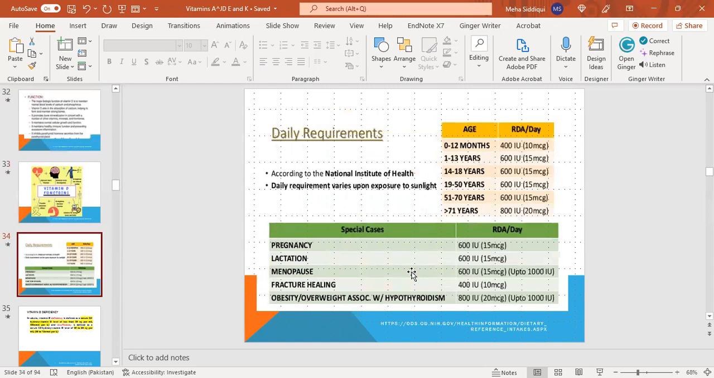Daily requirements. According to the National Institutes of Health, daily requirements vary upon exposure to sunlight. So we can see that vitamin D deficiency is more prevalent in areas where people are less exposed to sunlight. For the age group 0 to 12 months, it is given as 400 international units, then 600 international units up to 70 years of age. And for people greater than 70 years of age, it is given as 800 international units. For pregnancy and lactation, the recommended daily allowance is 600 international units. And for fracture healing, it is given as 400 international units.